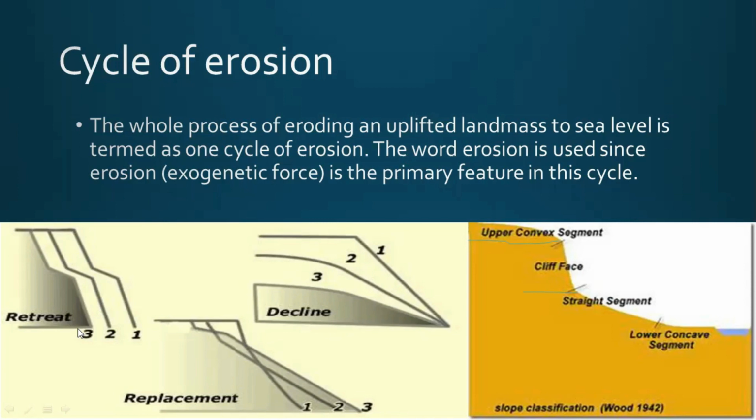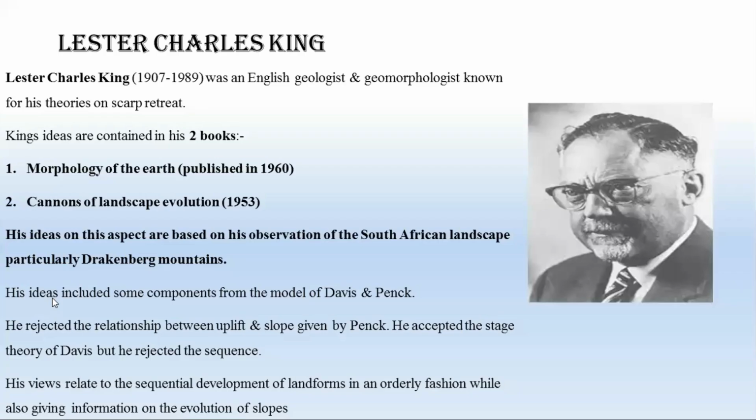Now King had taken his slope, nature of slope or the slope elements from Wood. In 1942, Wood had given the slope classification and Wood had classified slope into the upper, this part I have marked, this is the upper convex segment. You can see this is convex. Then the free flowing, this is the cliff face. Then we find this straight segment and then a lower concave segment. So these are the various segments of slope which Wood had classified, and these were taken up by King.